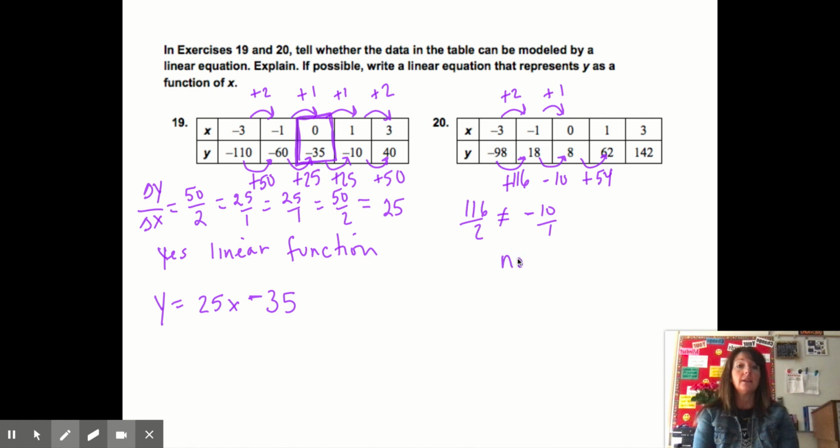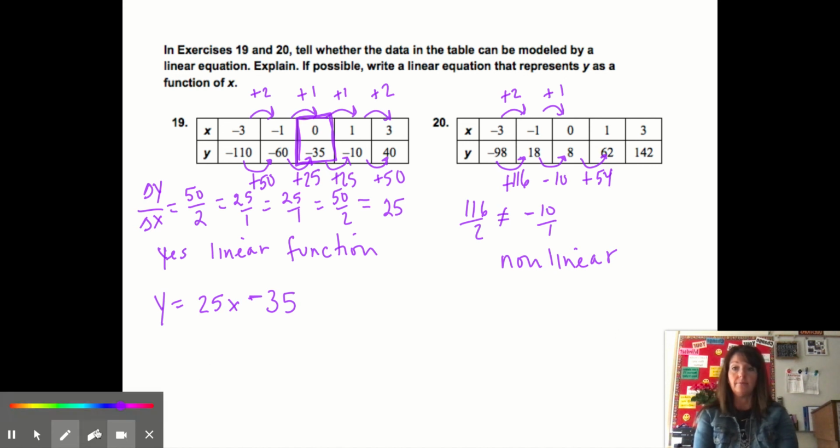So this is nonlinear. And if it's nonlinear, we're not going to be expected to write the equation. We want to be writing the equation in slope-intercept form. We can't do that, so we are done.